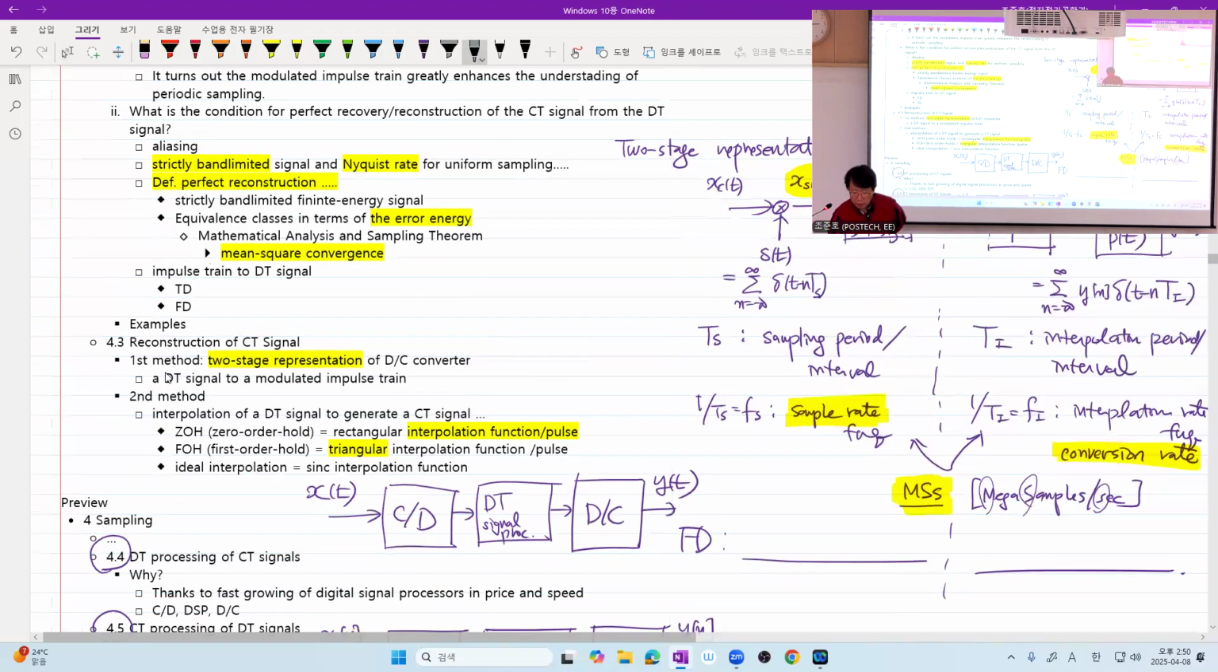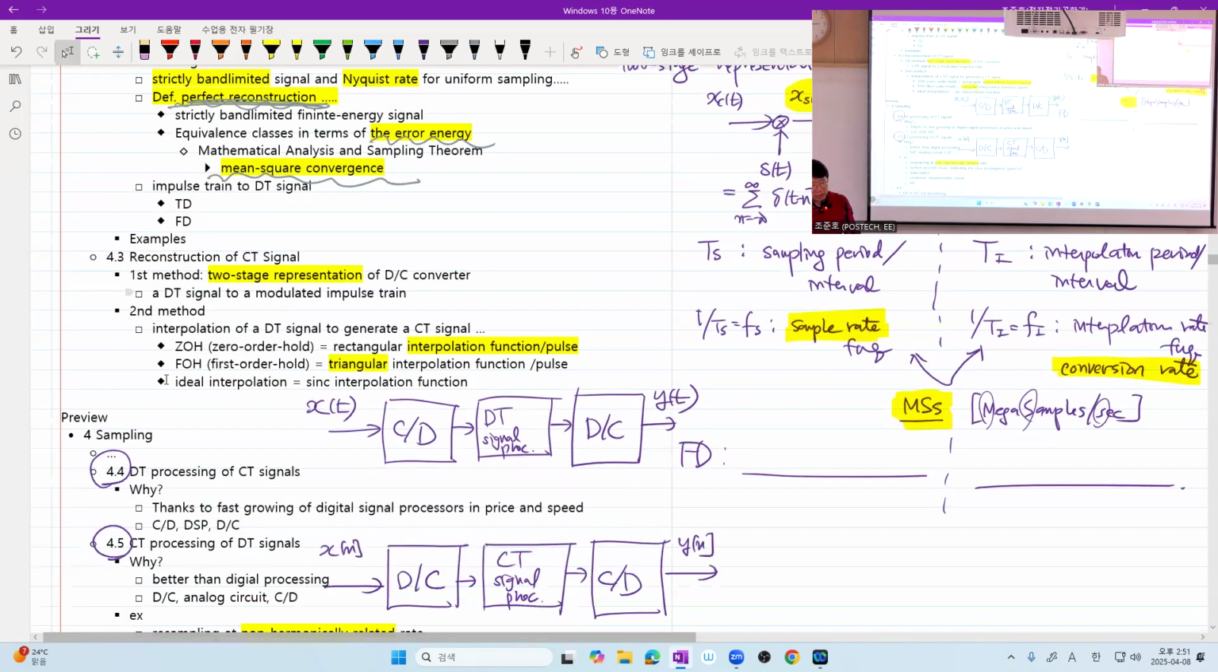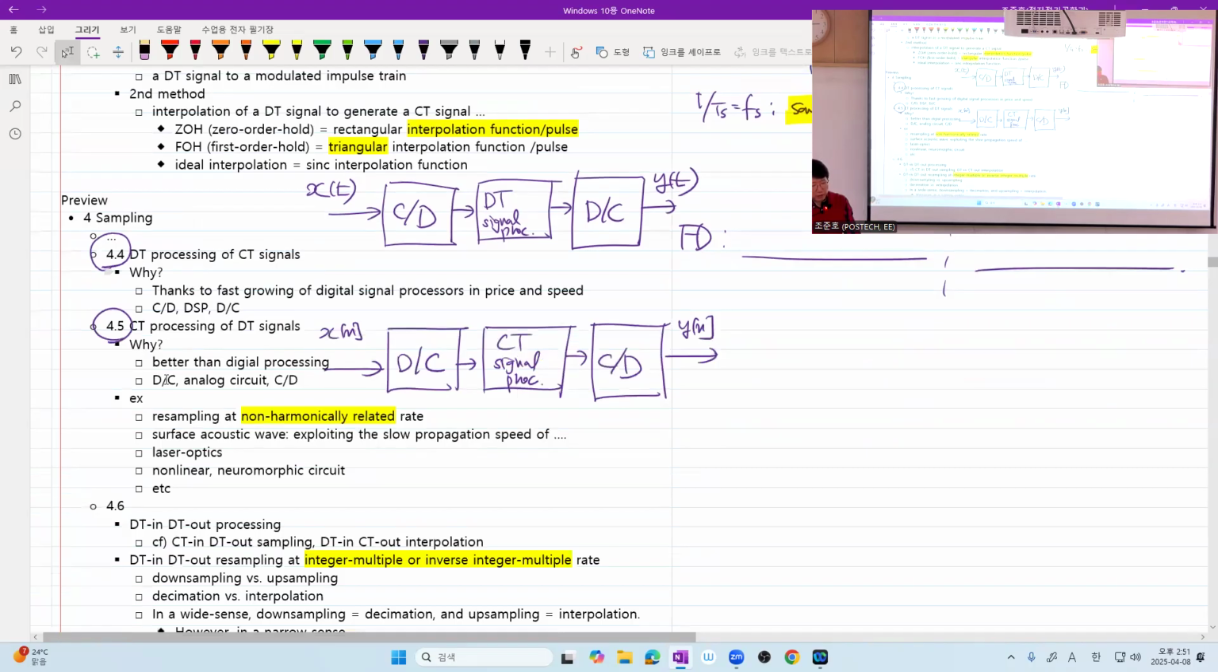So mean square convergence, right? And error energy, and perfect reconstruction. So here, perfect means what? Perfect does not mean perfect. Perfect in the mean square convergence. Got it? So for sufficiently large n, error energy is small enough. In that sense, perfect reconstruction.